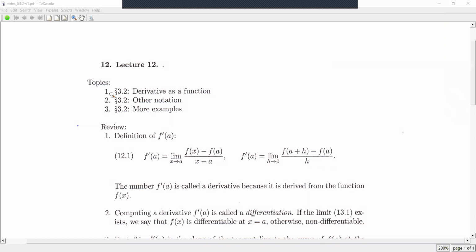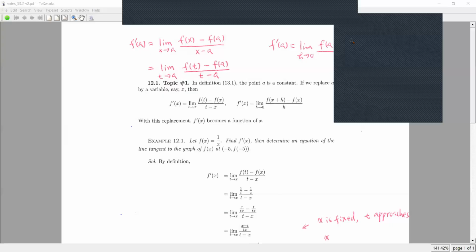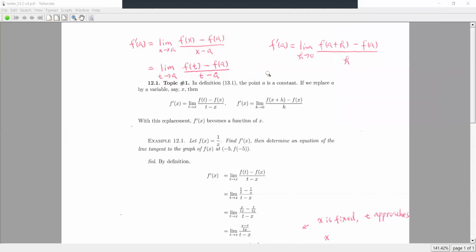Now, topic 1. Derivative is a function. Each of these two formulas is called the definition of derivative. The definition says that derivative is a limit. In these two formulas, the point A is a constant. If we replace the point A by a variable, say by x, then derivative becomes a function of x.